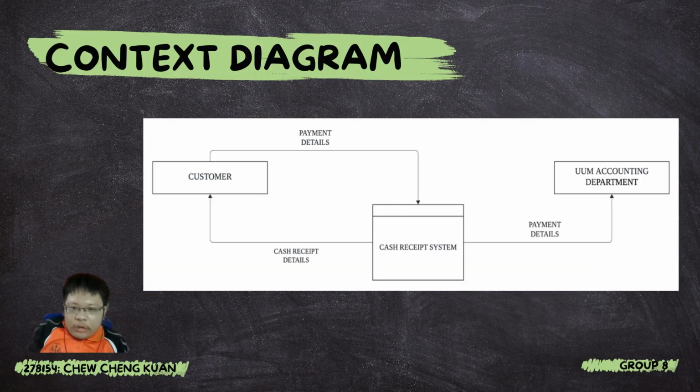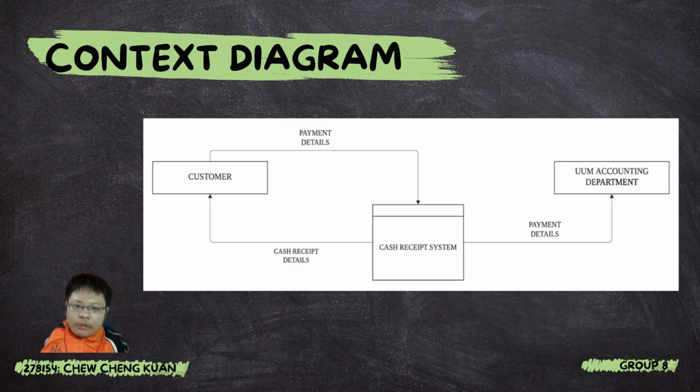Hello everyone. Now I would like to present about the context diagram of the cash receipt. First, the company will receive the payment detail from the customer and proceed to the cash receipt system. The payment detail usually contains the payment from the customer through the online payment platform, for example, Touch and Go wallet and also online banking.